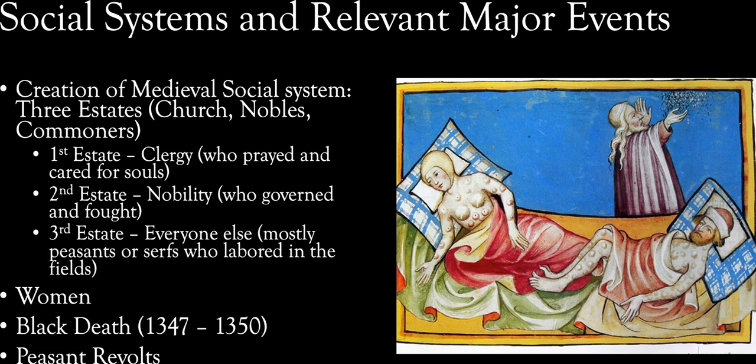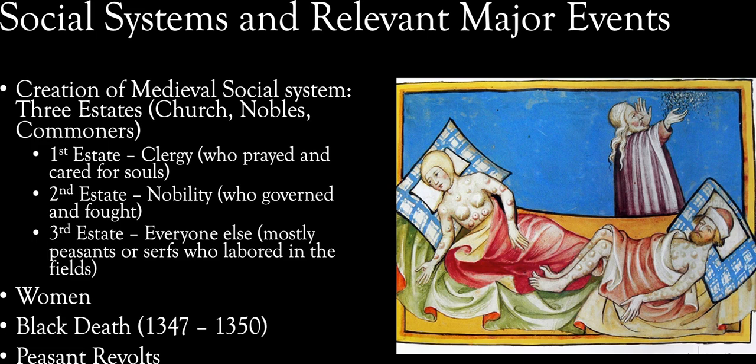So you can think of the Three Estates as three different groups. This includes the First Estate, which is the clergy. Clergy are people who work for the church, so priests, bishops, monks, nuns, right? These are people who work for the church. Their role is to pray and care for the souls of everyone in Europe, and they are the highest estate.